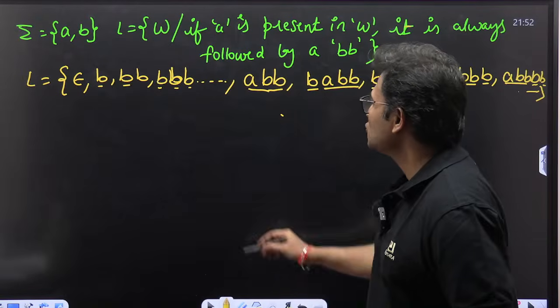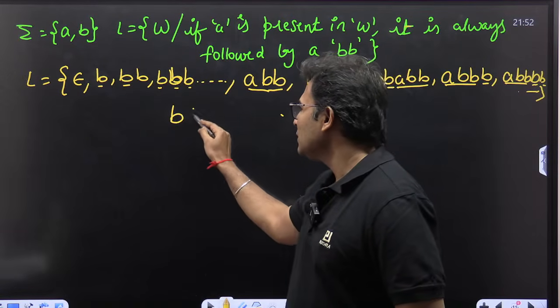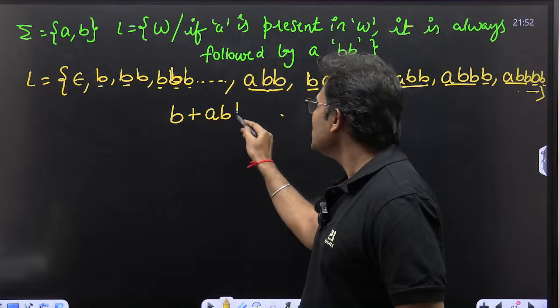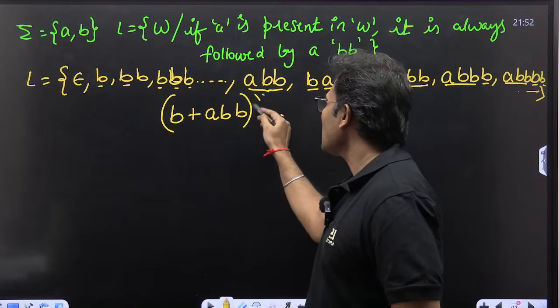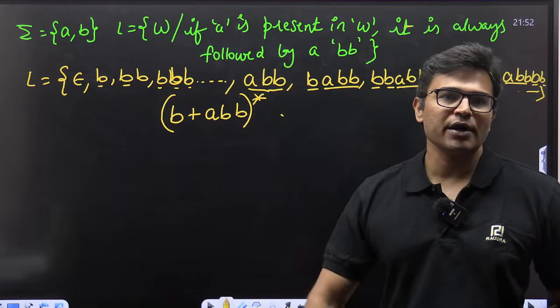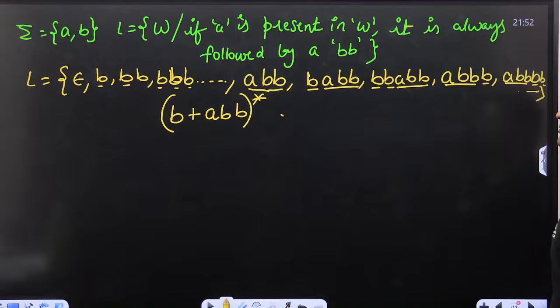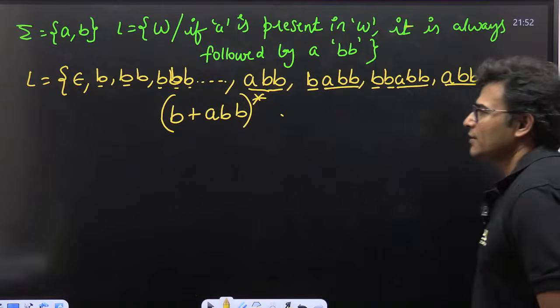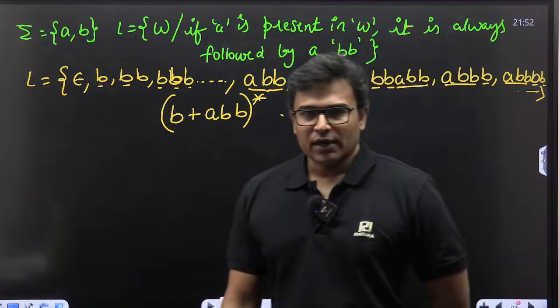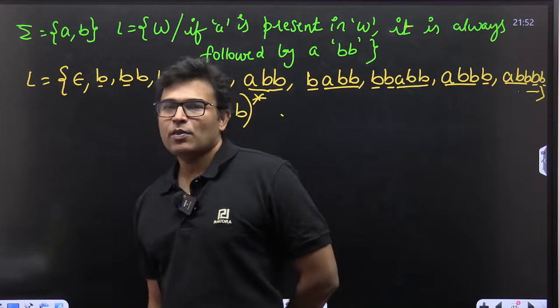Good. So B is a building block, or ABB is a building block. I can put a star. Right. Okay. Now let's do it like a normal man, not like RBR.